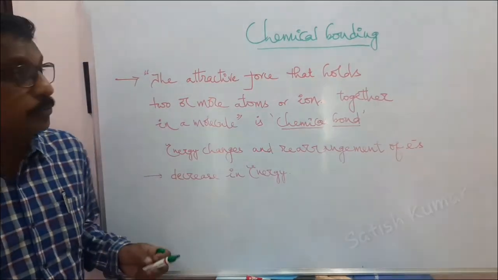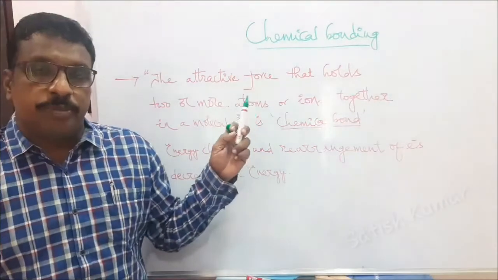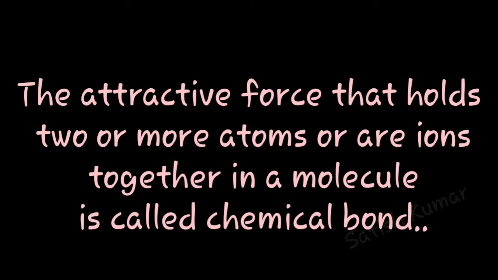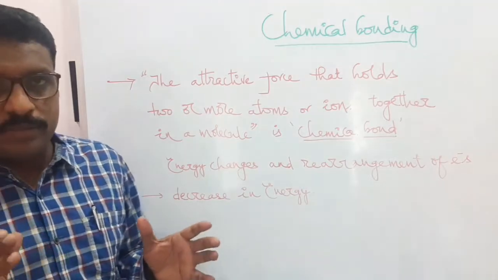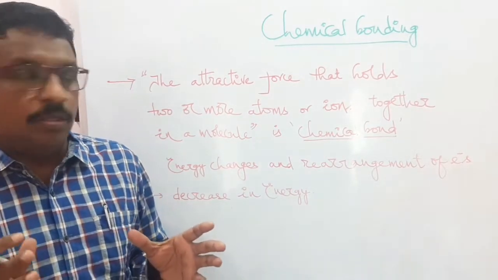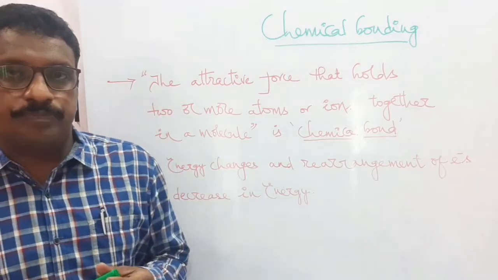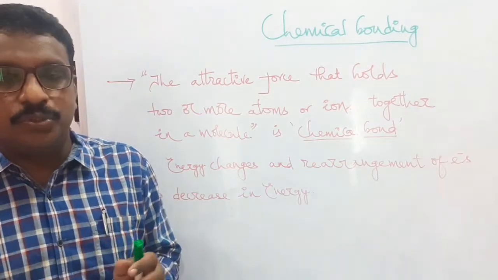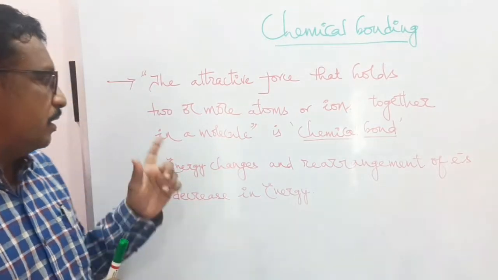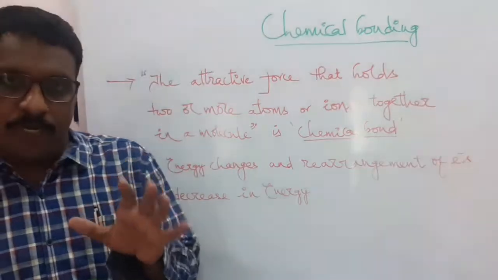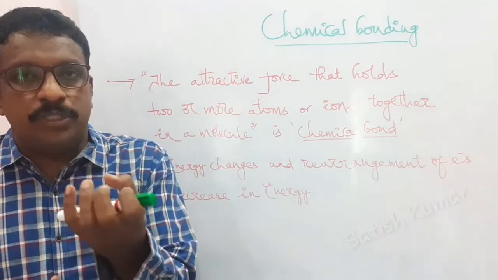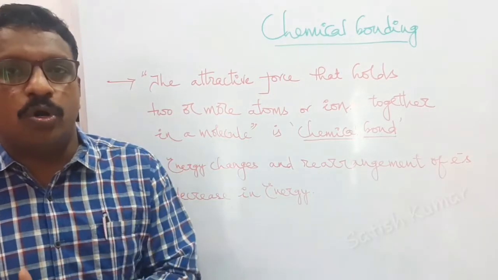My dear students, today I am going to explain to you about chemical bonding. What is a chemical bond? The attractive force that holds two atoms or ions together in a molecule. ఒక మాలిక్యూల్లో రెండు ఆటమ్స్ని కానీ అయాన్స్ని కానీ పట్టి ఉంచేటటువంటి ఫోర్స్ని కెమికల్ బాండ్ అంటారు.